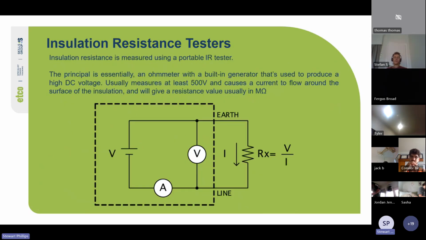Your insulation resistance is measured using a portable IR tester. The principle is essentially an ohm meter with a built-in generator that produces a high DC voltage, usually at least 500 volts, and causes a current to flow around the surface of the insulation and gives a resistance value, usually in mega ohms.